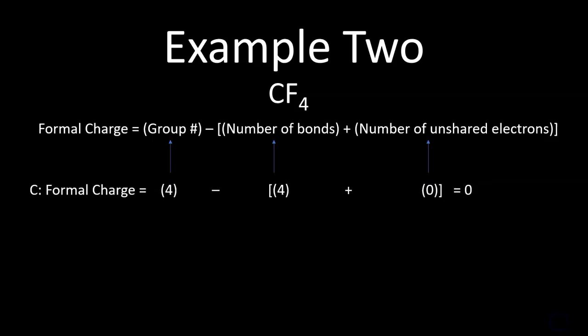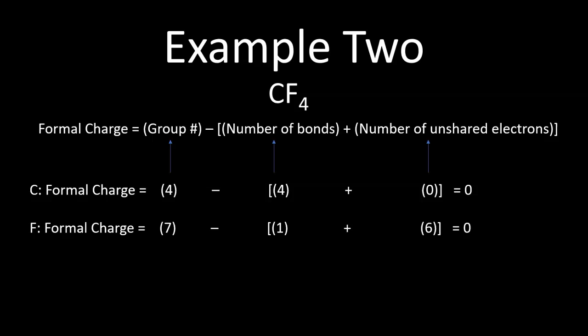For the carbon, this is what I did. I pulled the group number, how many times it's bonded to the fluorine, and then the number of unshared electrons. I do that for my fluorine also. Group number 7, bonded to that carbon one time, and it has no unshared electrons. Now, if that fluorine was two different elements, you would have another line down here with your other element underneath it.